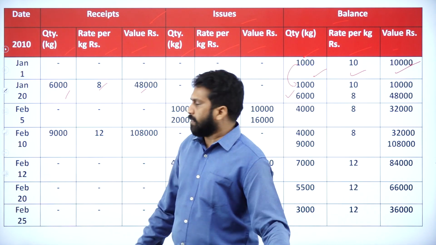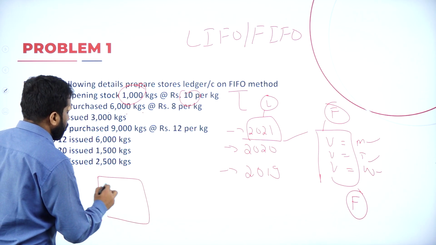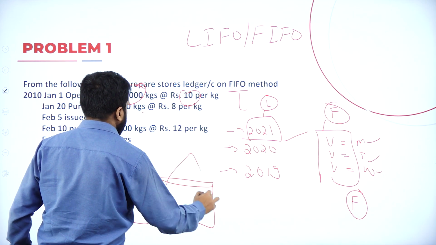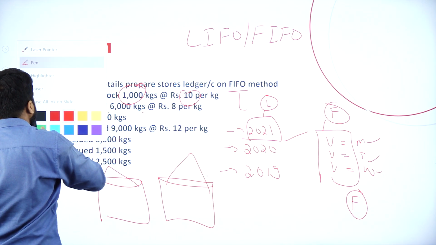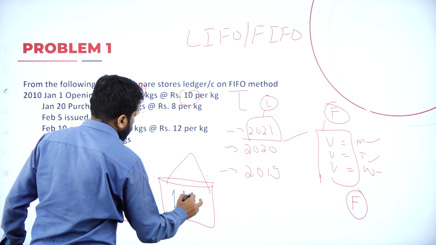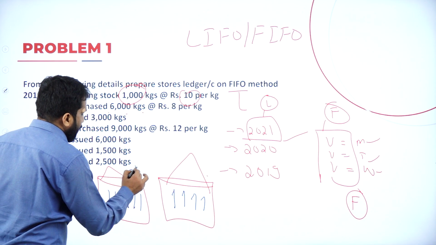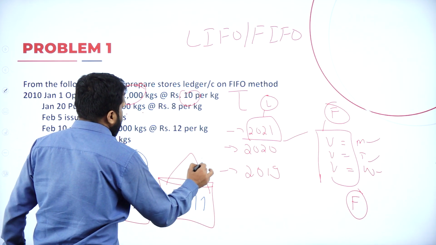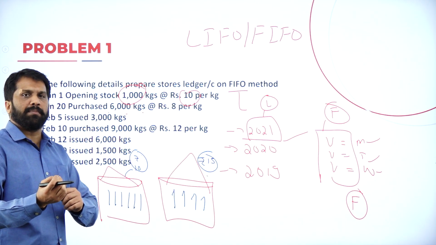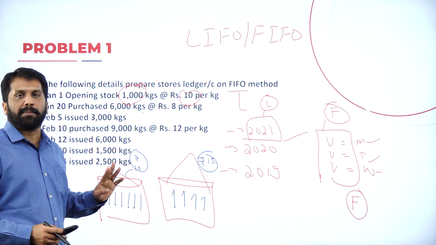What is the example? Just assume that you have a stationery shop. Now, in the stationery shop, you have pens. These are the pens for 10 rupees. These are the pens for 15 rupees. Can you mix up these pens while selling? Even if it is the same color, everything is the same, will you mix up? No. This will be in a separate box. This will be in a separate box.